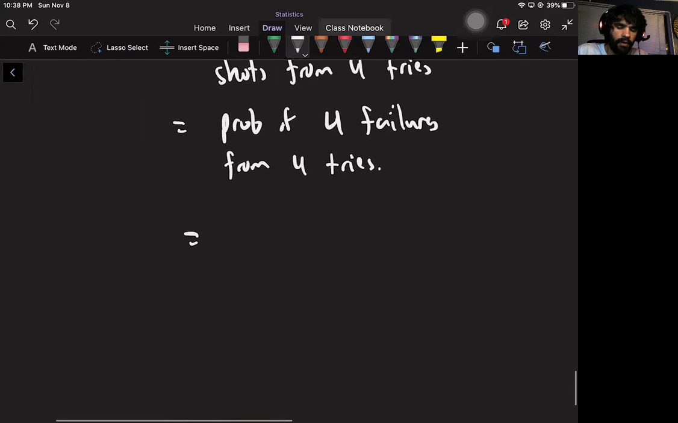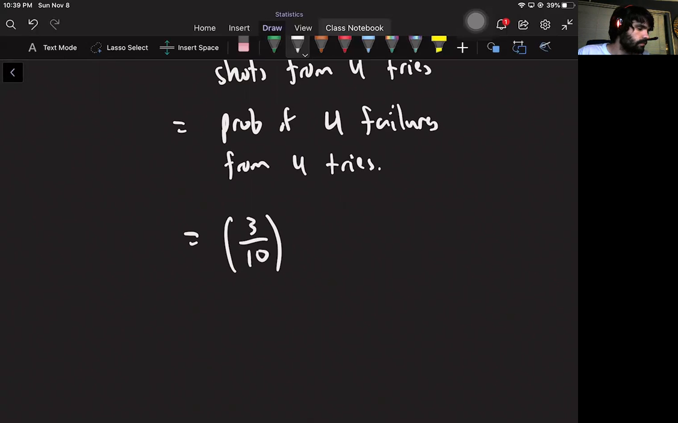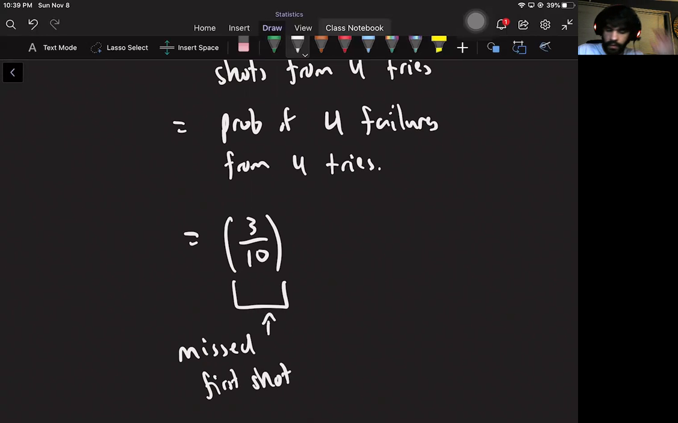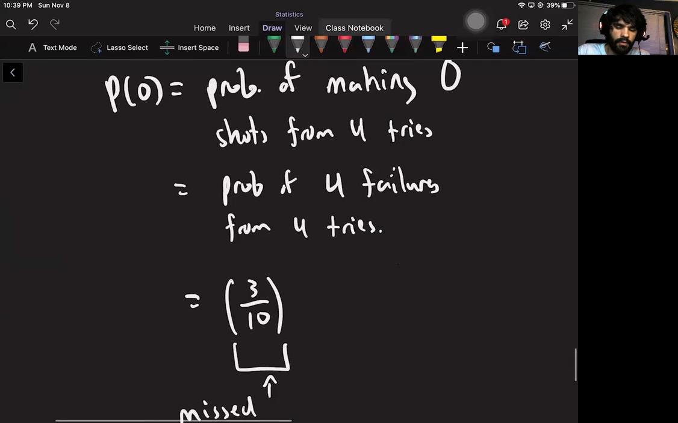So let's just think about throwing it once. So if I throw it once, what's the probability of missing? What's the probability of failure? 3/10. So this 3/10 represents that I missed the first shot. But now we know that if I do one thing and then another thing, the probability of doing them can be found by multiplication. That's what we learned last time, right?